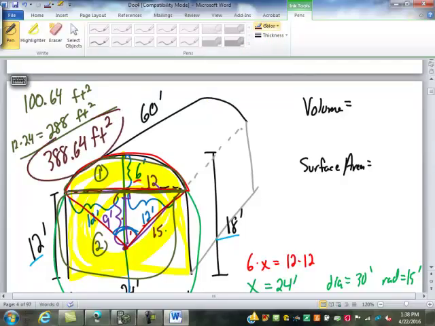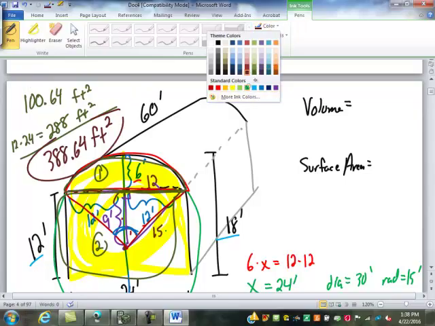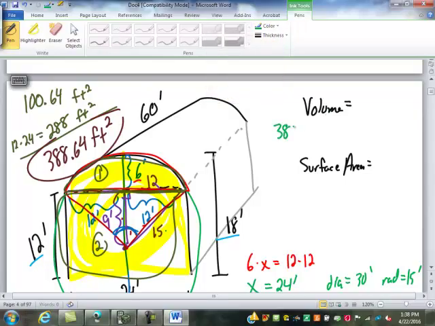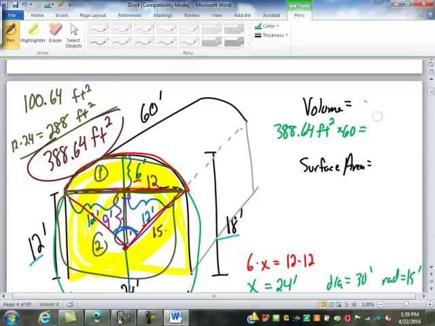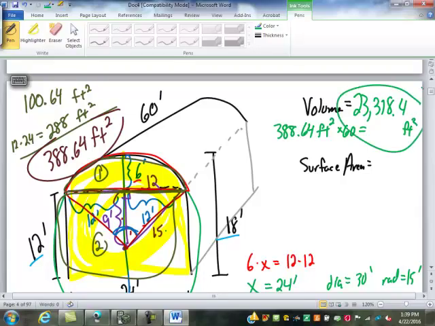To find our volume, we're just going to take that 388.64 square feet, which is the area of the end, times the length of 60. A lot of it, yes. Just a little bit different. So it's 23,318.4 cubic feet is our volume. Questions at that point?